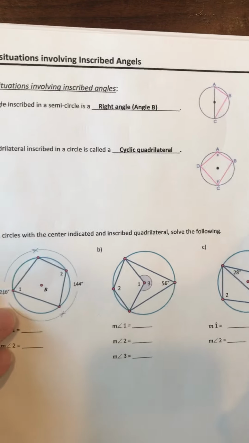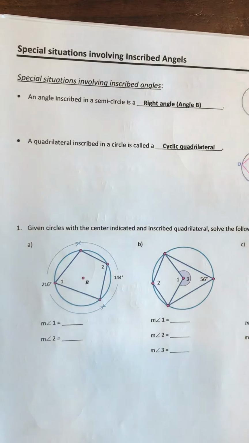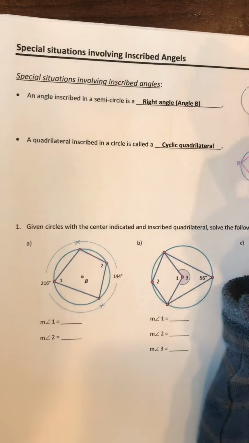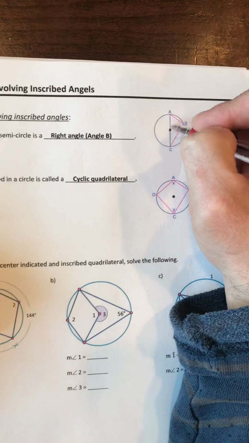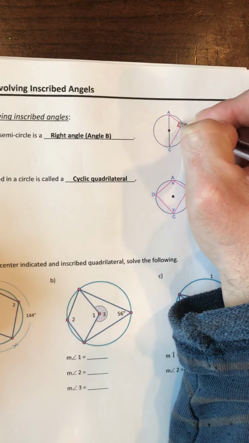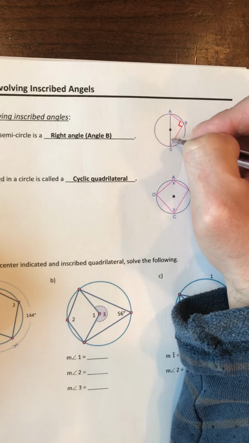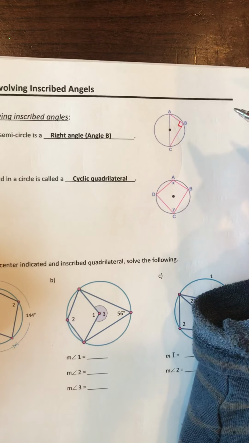All right, guys, we're going to continue with angles, okay? Now, there's a couple of special cases with inscribed angles. So the first is if the angle is inscribed in a semicircle, meaning it goes through the center, this diameter, this angle B is going to be a right angle when the inscribed angle is formed in the semicircle, okay?